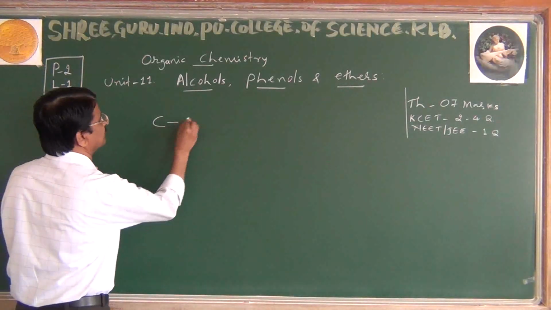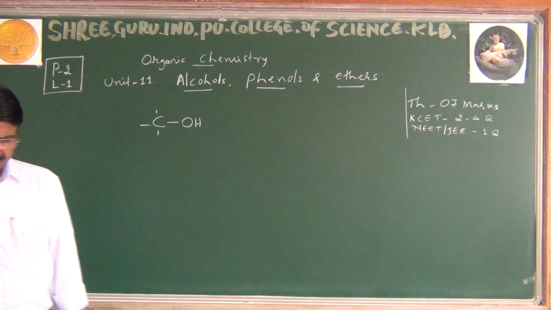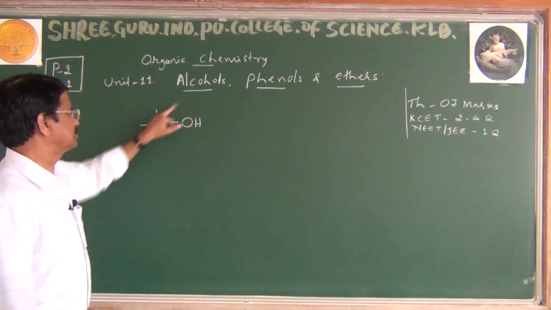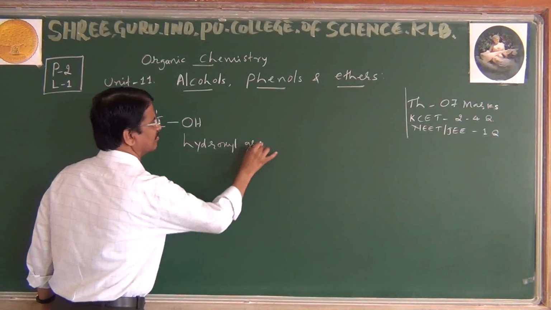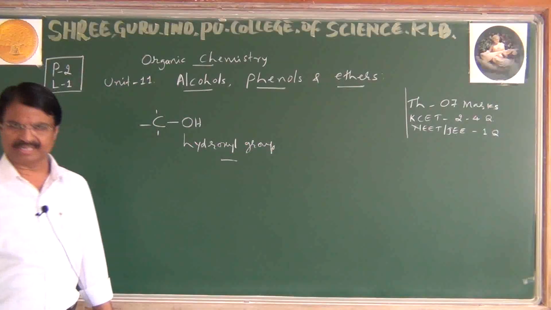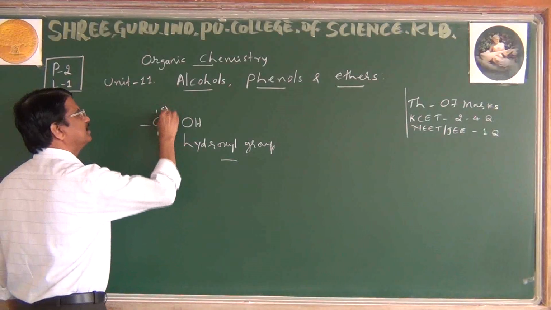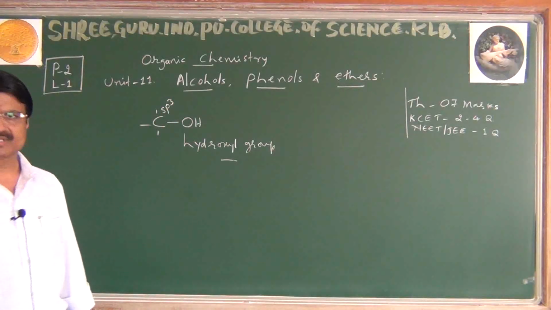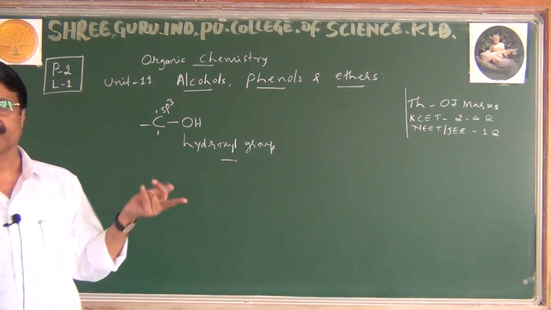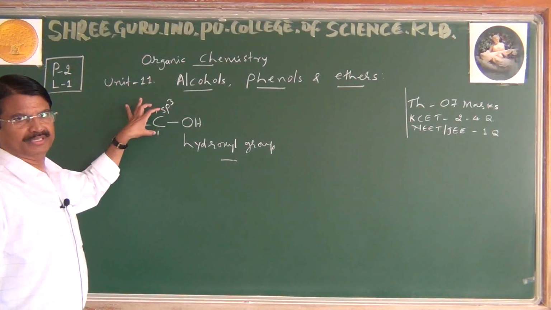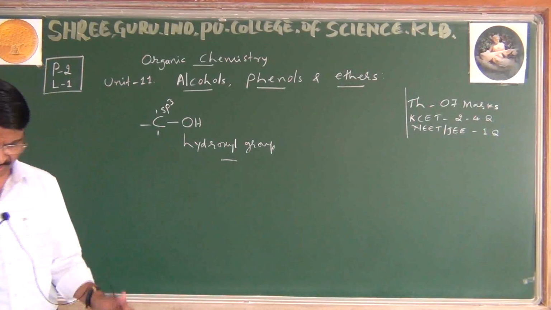Alcohols. If an organic molecule contains a hydroxyl group which is linked with an sp3 hybridized carbon, then only the molecule is said to be an alcohol. Then we can define what an alcohol is.